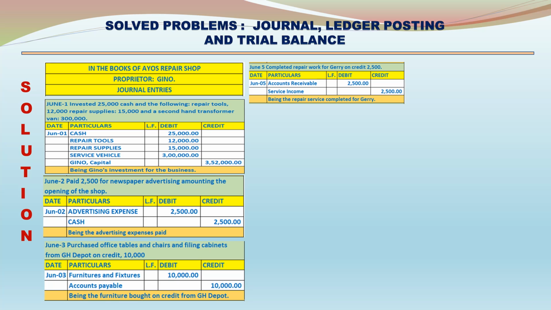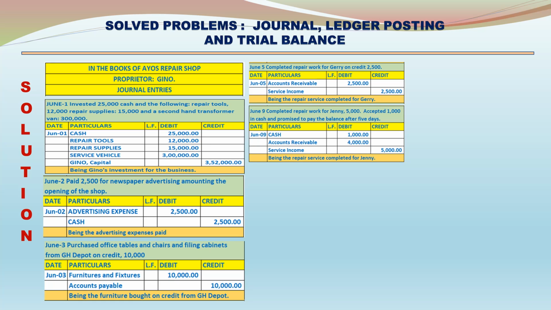June 5. Completed repair work for Gary on credit, 2,500. June 5. Accounts receivable debit 2,500. Service income credit 2,500, being the repair services completed for Gary. June 9. Completed repair work for Jenny, 5,000. Accepted 1,000 in cash and promised to pay the balance after 5 days. Journal entry for this: June 9. Cash debit 1,000. Accounts receivable debit 4,000. Service income credit 5,000, being the repair services completed for Jenny.